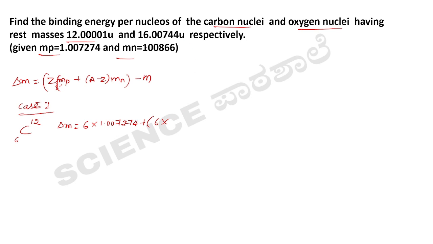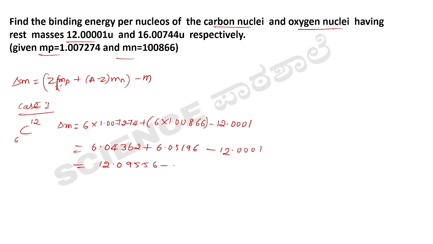Mn is 1.00866, minus M, which is 12.0001 as given. Okay, so now if you do this, you will get 6.04362 plus 6.05196 minus 12. If you do this, you will get 12.09556 minus 12.001. The zeros you can neglect, or if you want, you can include them.